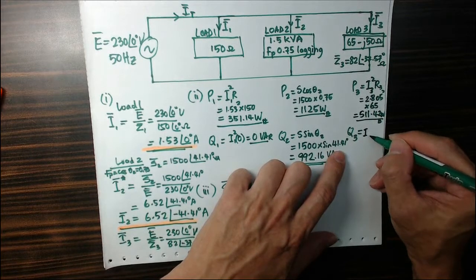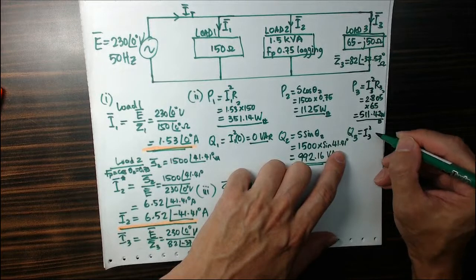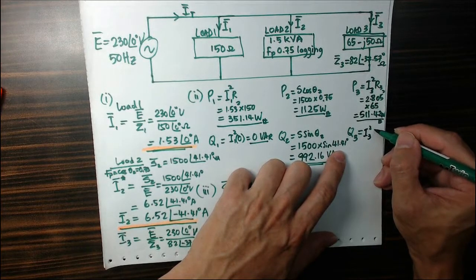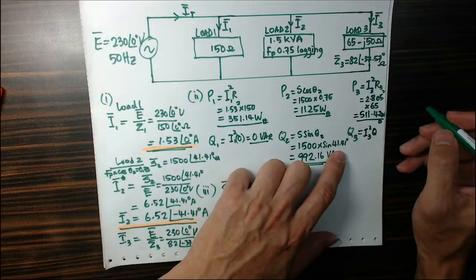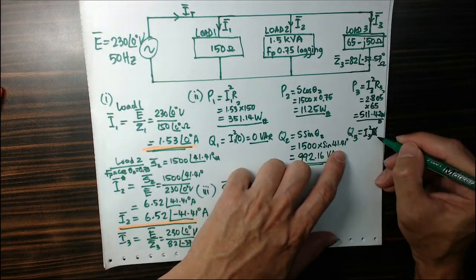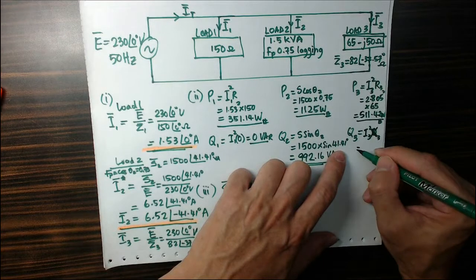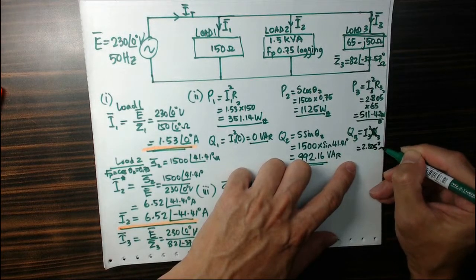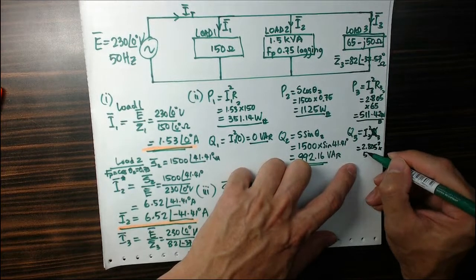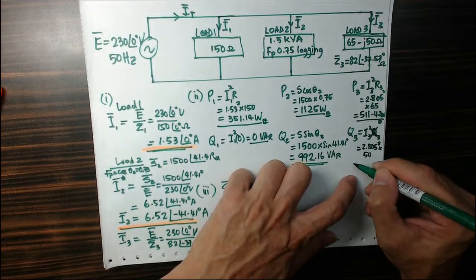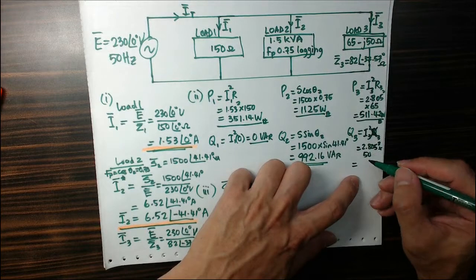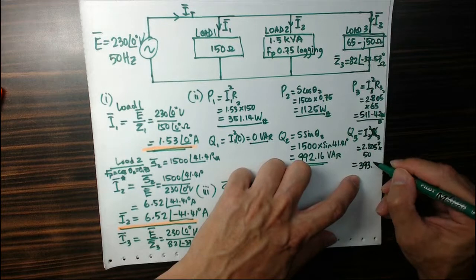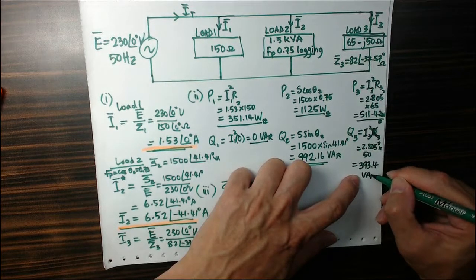Similarly for Q, I can use I3 square times X3, which is 50. So that equals 2.805 square multiplied by 50. Notice the negative there. Negative means capacitive. So I have 393.4 VAR but negative.